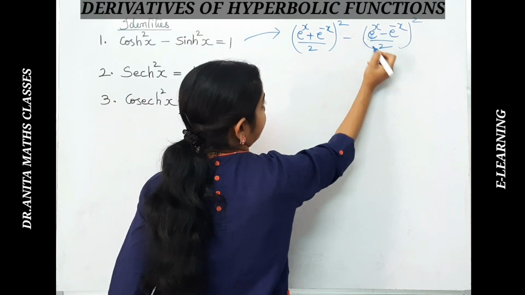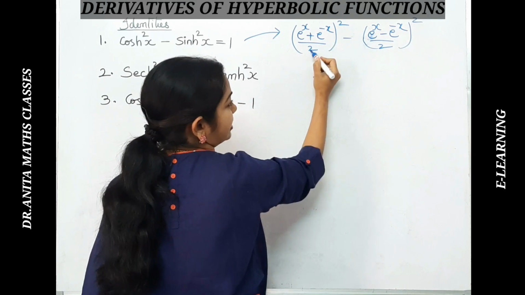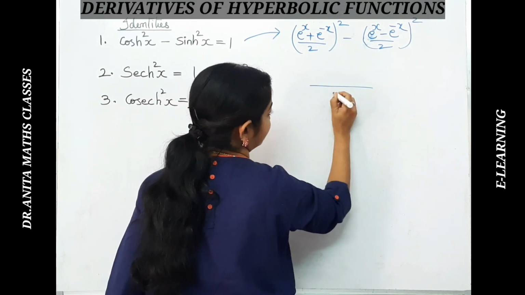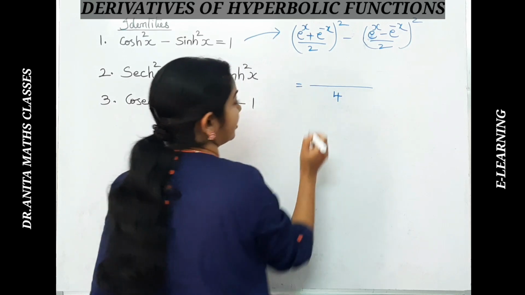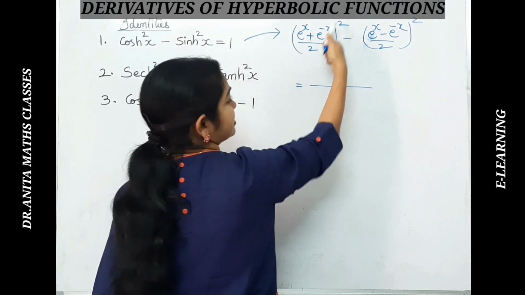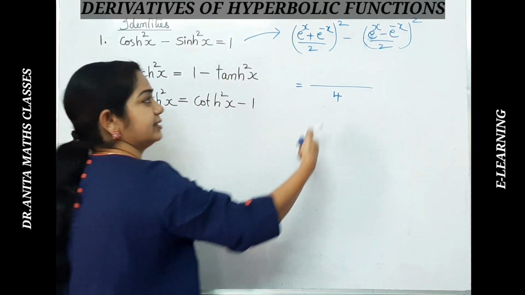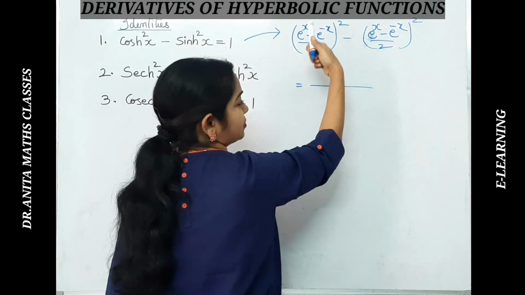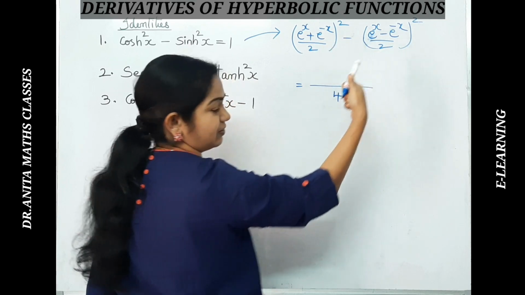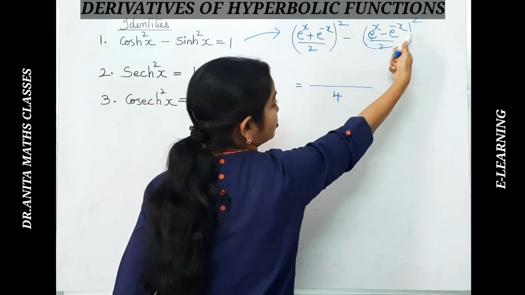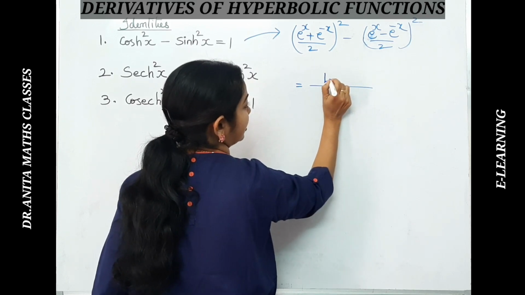Now, when you are taking the squares, this becomes 4, this becomes 4. We are now taking the LCM here, 4. Now, this is (a plus b) whole square minus (a minus b) whole square. If you expand it, and there is a negative sign here, so a square, b square all get cancelled, and we get here 2ab and here plus 2ab. So that comes to 4ab.